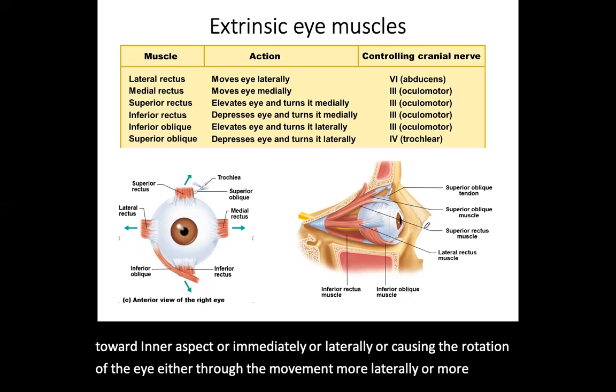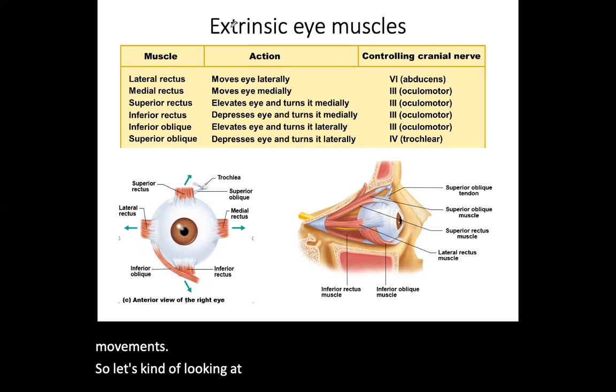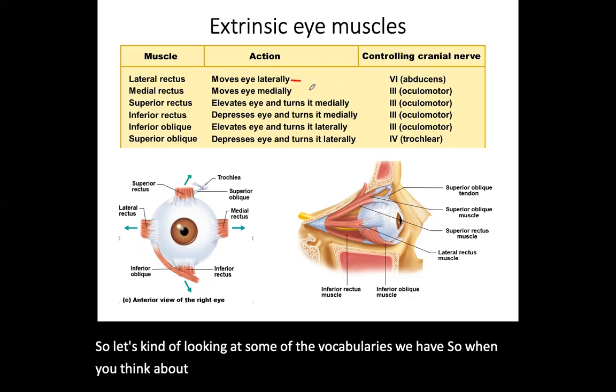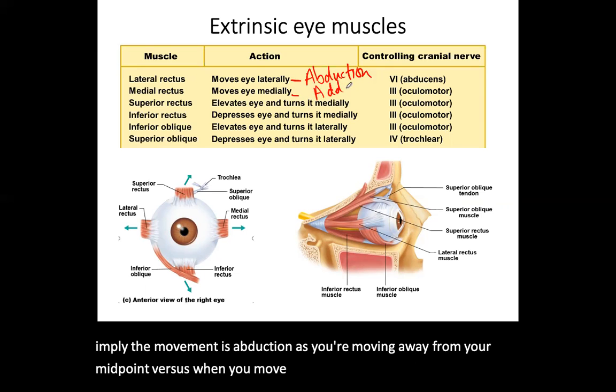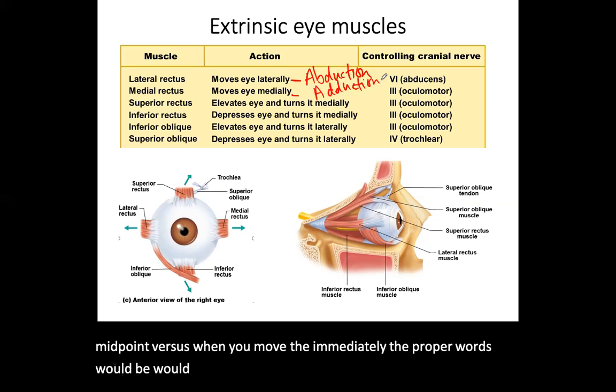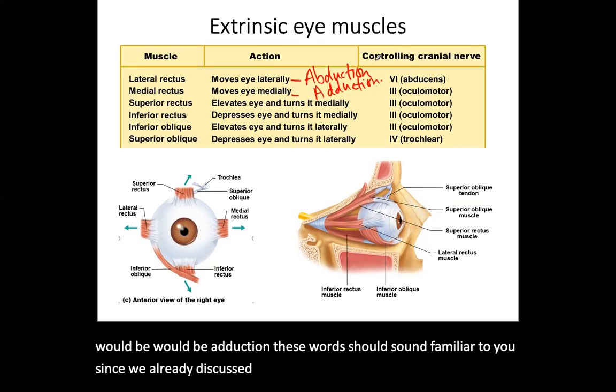Let's look at some of the vocabulary we have. When you think about the eye, moving the eye laterally can also be called abduction, as you're moving away from your midpoint. Versus when you move the eye medially, the proper word would be adduction. These words should sound familiar to you since we already discussed actions of the muscles in the muscular system during our lab.